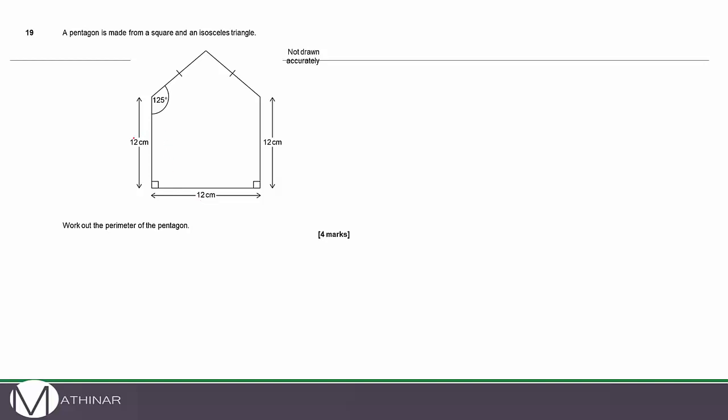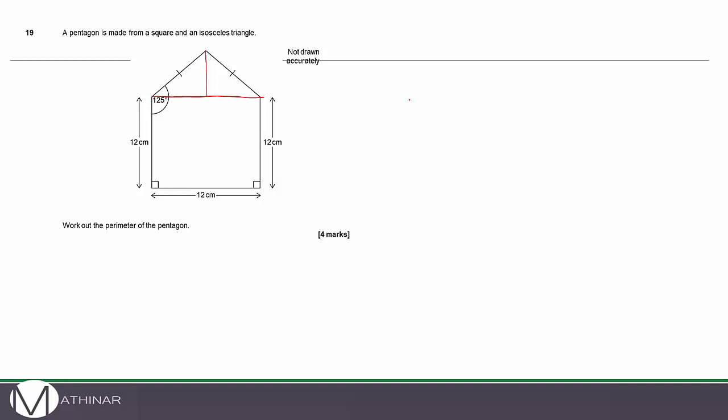We actually know 3 of them. We know this is 12, this is 12, and this is 12. So what the question is asking us to do is work out these 2 sides. Now this is an isosceles triangle, so we know that the 2 sides are going to be equal, and it's also marked out by this little line here. So I'm going to now split this triangle in half here.